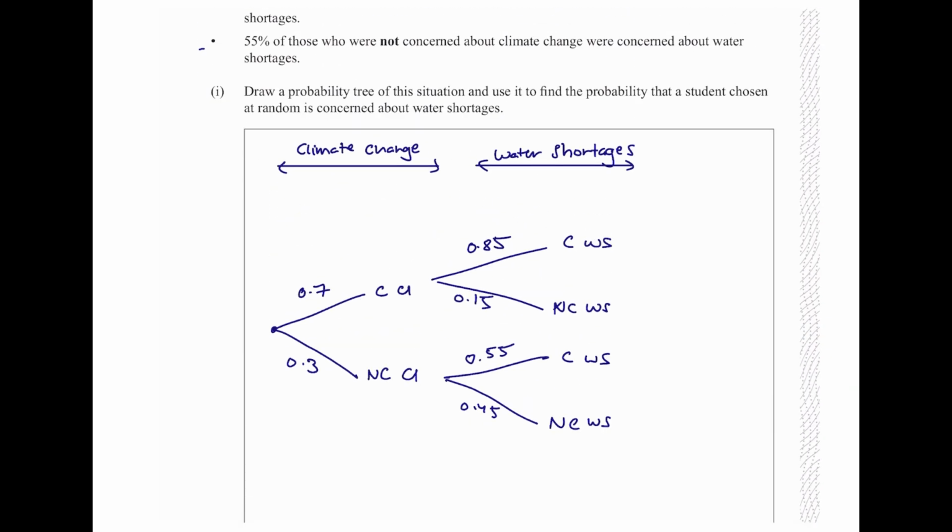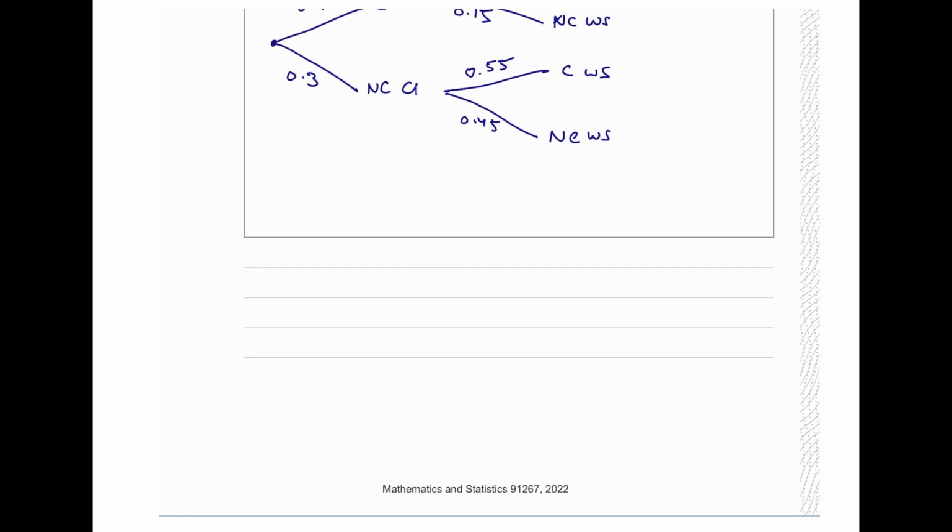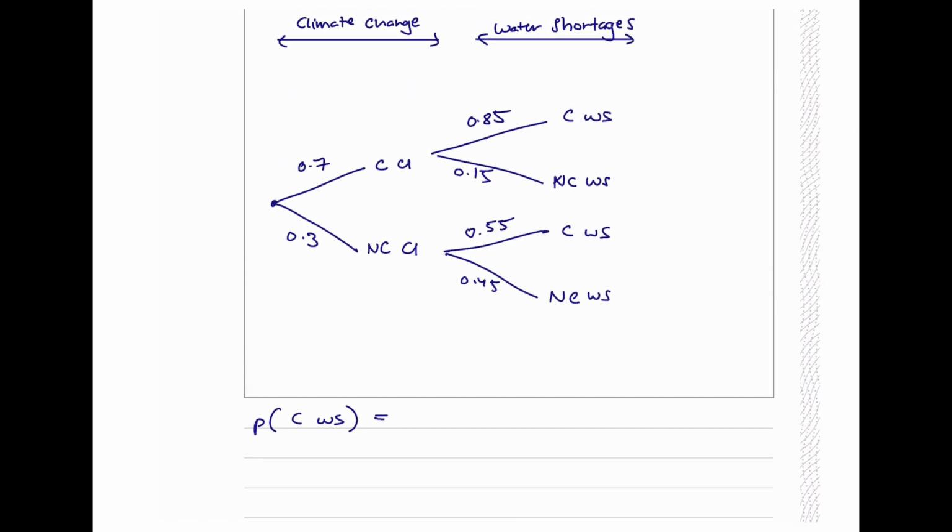Okay. And we also need to calculate a probability that a student chosen at random is concerned about water shortages. So the probability that a random student cares about water shortages. So how do we do that? Well, we need to calculate all branches where we care about water shortages. So that's this branch here and this branch here.